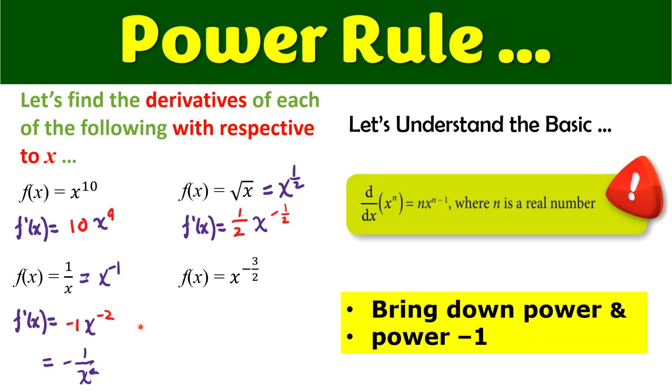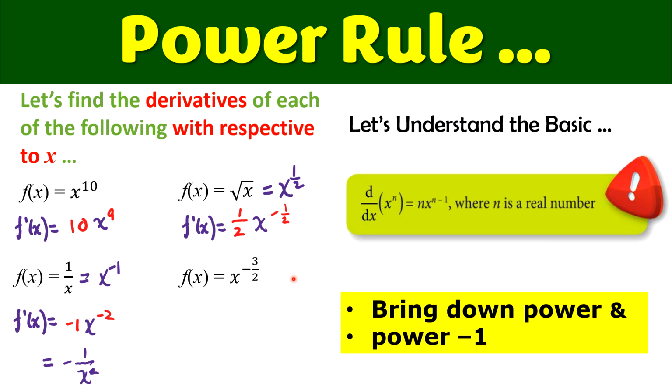Now do take note of this. This is being tested very often. You will need to see from 1 over x, how do you get the derivative to negative 1 over x squared very quickly, which later on I'm going to use as well in the example.